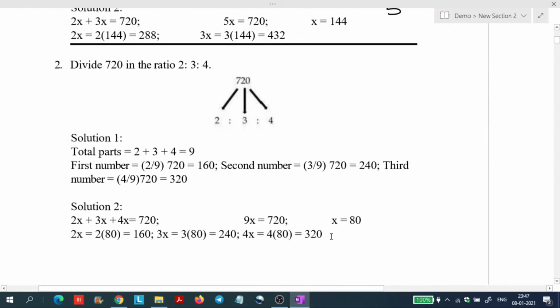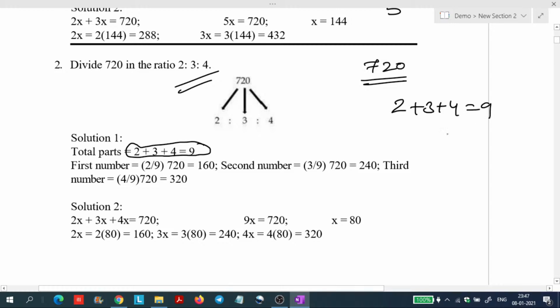Next, divide 720 in the ratio of 2 is to 3 is to 4. We need to divide 720 in the ratio 2 is to 3 is to 4. The same way, we need to add 2 plus 3 plus 4, which is 9. So 2 by 9 into 720.